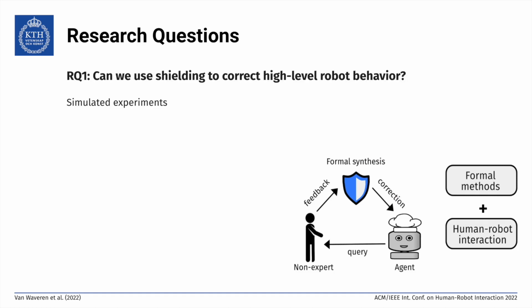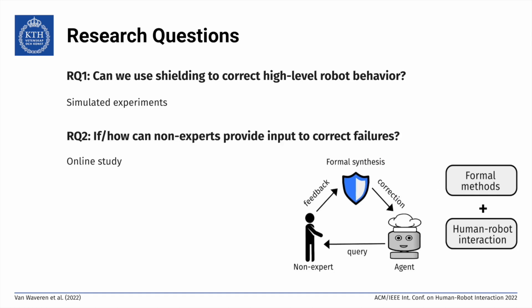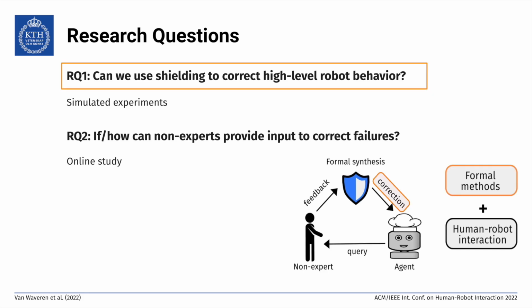Can we use shielding to correct high-level robot behaviors, which we tested through a series of experiments? And if and how can non-experts provide input to correct failures when the robot queries them only after it detects a failure state, which we evaluated through an online study? I'll start with the experiments to answer the first research question and will then talk about the online study to answer the second.